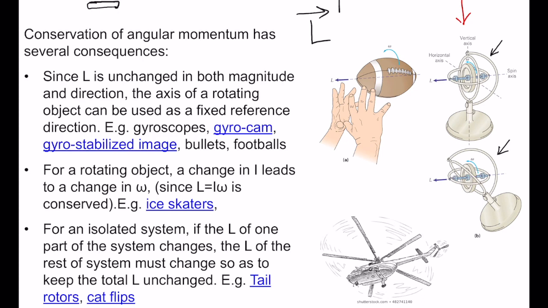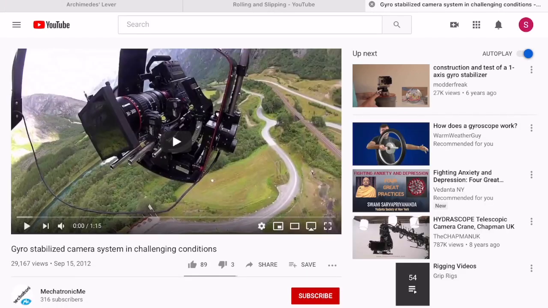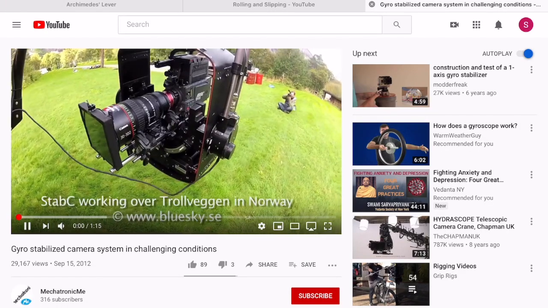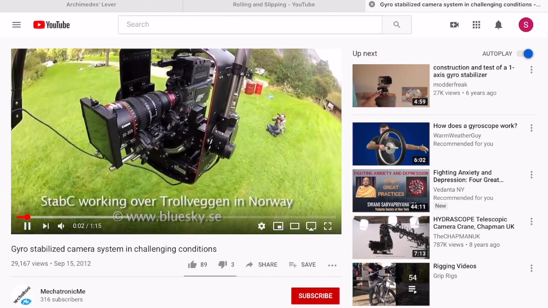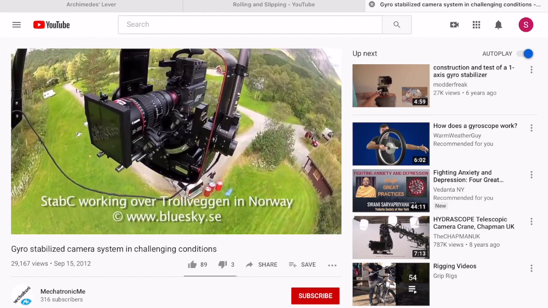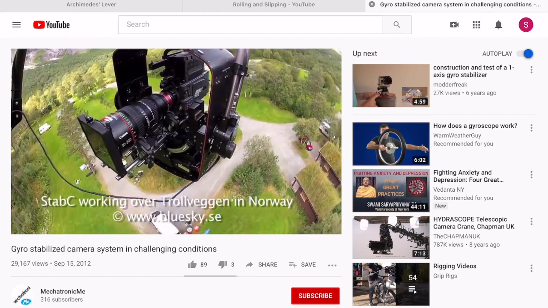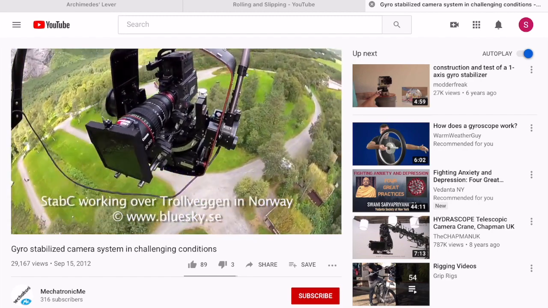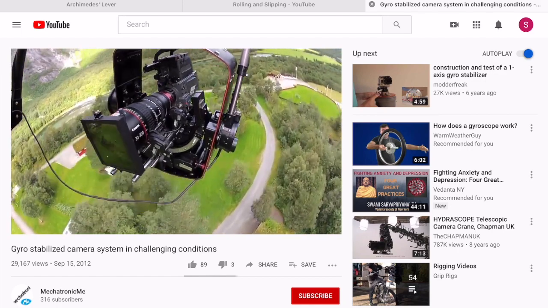Those are called gyro cameras, and they're used a lot in filming movies. So here's an example of a gyro camera. The camera is mounted on a helicopter, but as you can see, the helicopter might be moving around, but the camera always points in the same direction. So it's a gyro stabilized camera.